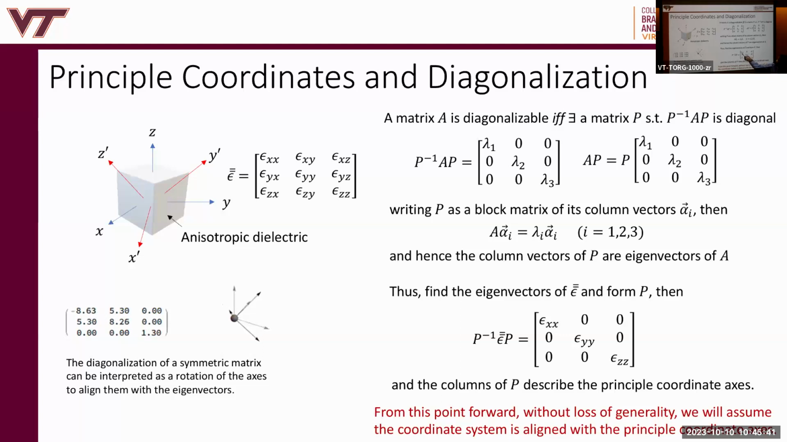When we do that, we'll find that the eigenvectors are the new coordinate axes in which the permittivity becomes diagonal. That means P inverse epsilon P is this. You solve these eigenproblems and you get the new principal axes. The 3 eigenvectors, you can arrange them into an XYZ coordinate system, and they are called the principal coordinate system.